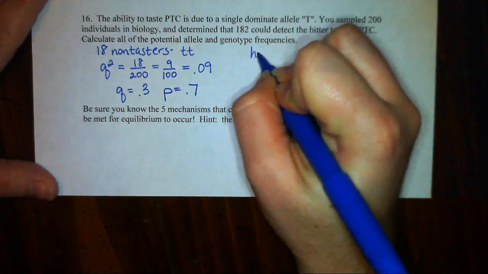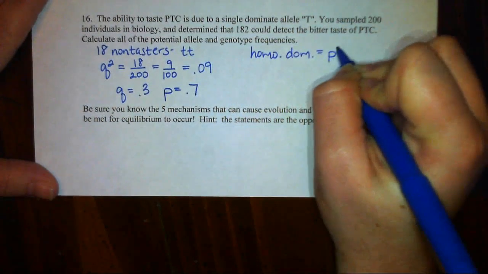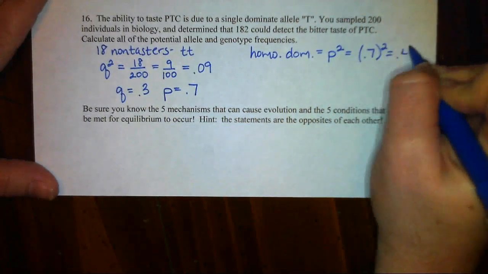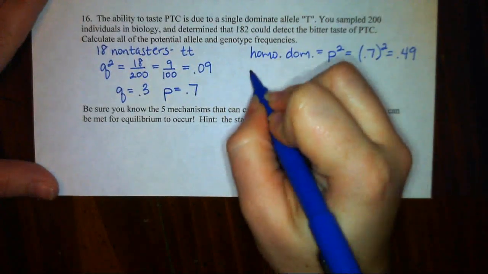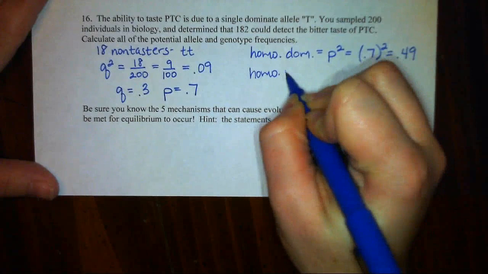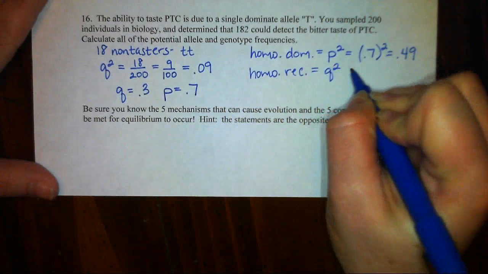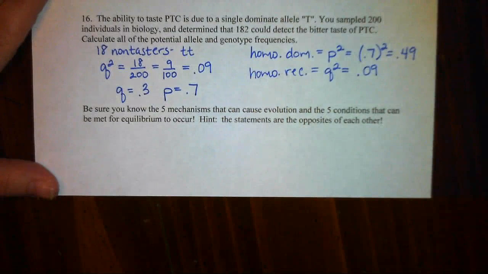Okay, genotype frequencies. Homozygous dominant. Hopefully you get by now that that's represented by p squared. p in this case is 0.7. Square that, 0.49. In other words, 49% of my population is homozygous dominant. Those would fall into the tasters category. Homozygous recessive. When I started this problem, I determined that 18 out of my 200 were non-tasters, or in other words, I determined that 9% of my population were homozygous recessive.